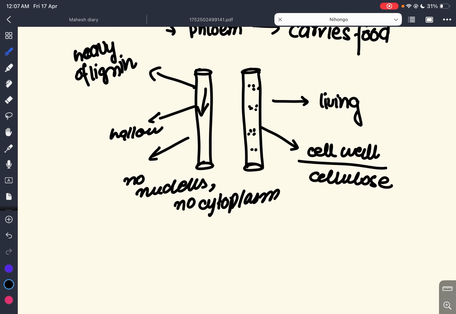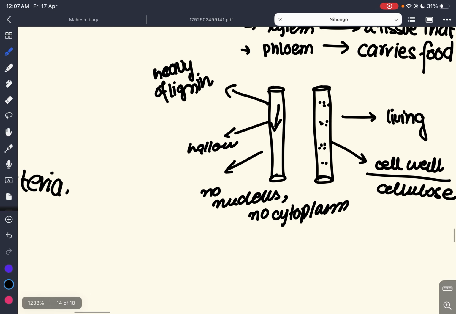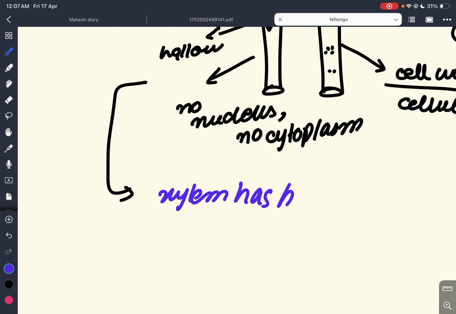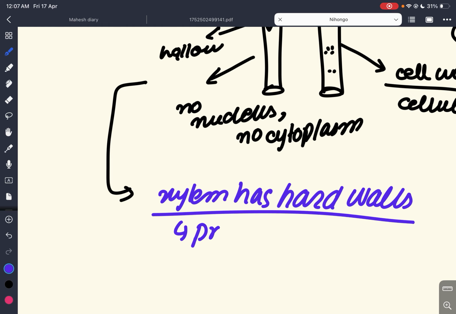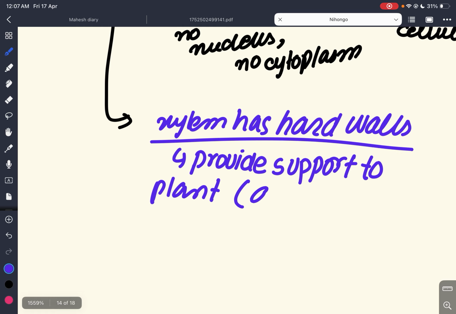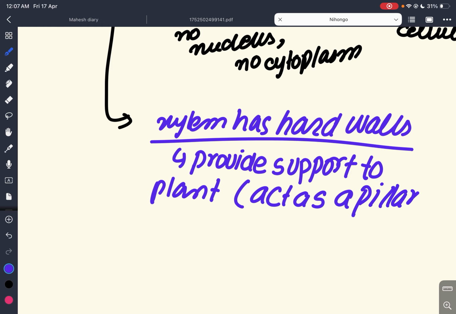What is the xylem function? If our examiner asks us, we should know that xylem has hard walls, and they provide support to the plant. They support the plant, and more likely you can say they act as a pillar.